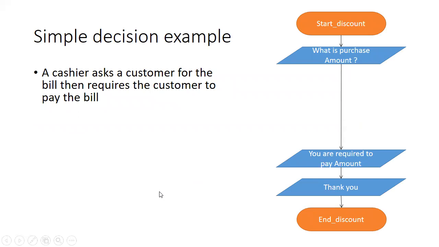I hope you recognize this as being a flow chart. And some of the flow chart is put into place already. We see we've got our start and our end, and we've got a bunch of inputs and outputs. So we've got an input here, which is what is the purchase amount? And we're required to pay the purchase amount. And then we're going to have a thank you statement. Now, somewhere here in the middle, we're going to take care of that condition.